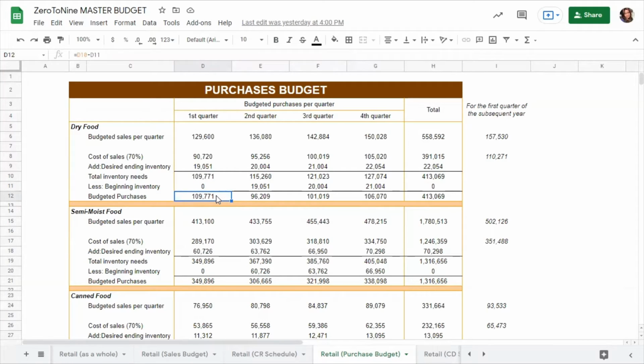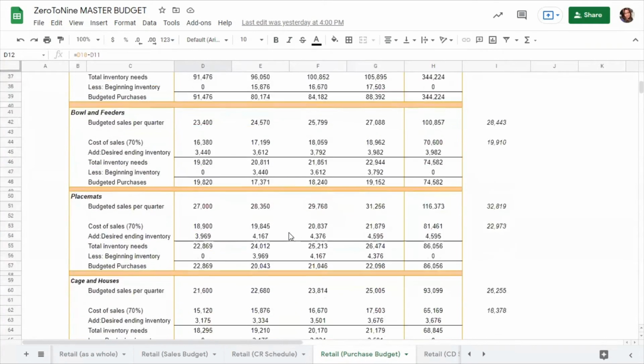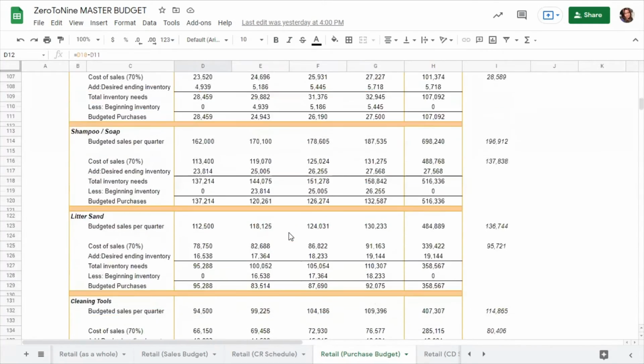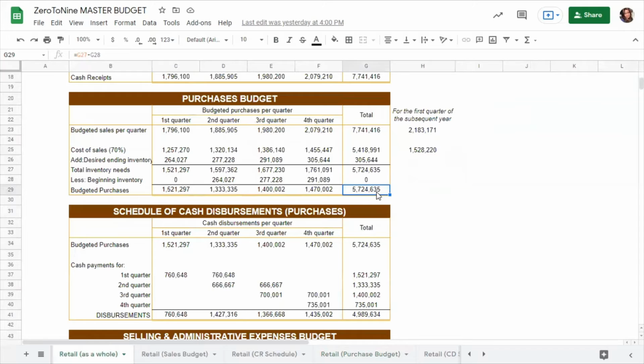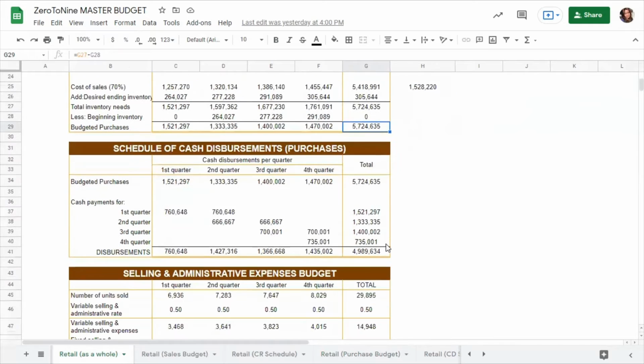109,771 for dry foods. We follow the same process for the second, third, and fourth quarter and for the other products we have. So you can see these are our budgeted purchases for individual products. To check, our total budgeted purchases in our retail operation is 5,724,635, which is the same as what we computed earlier. Yes, it's the same.